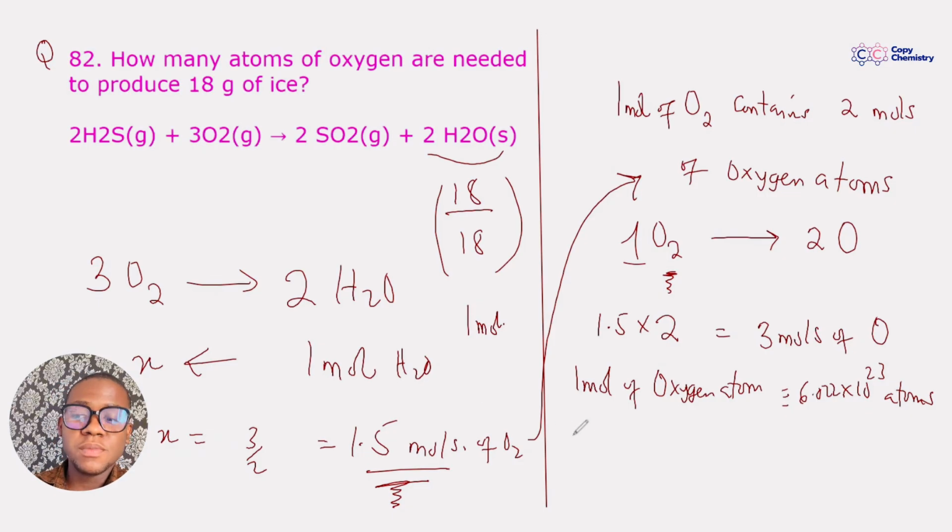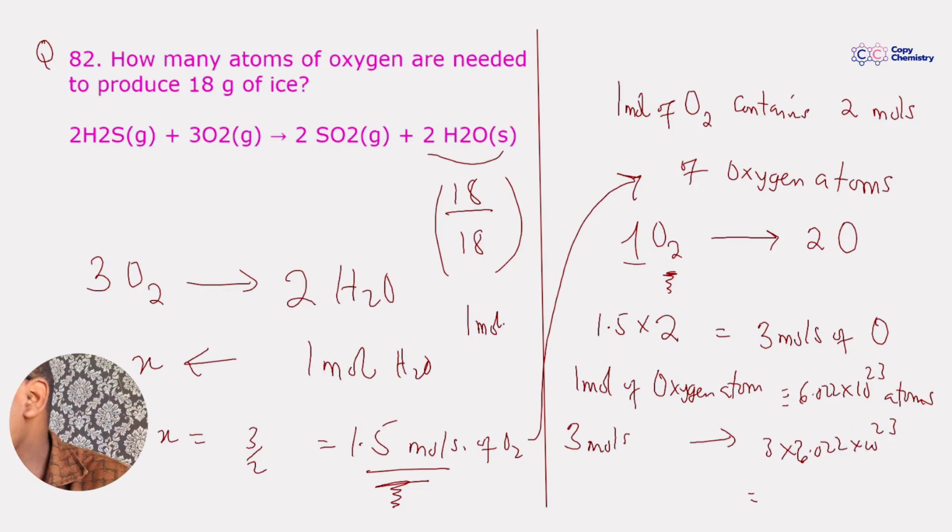So if we're talking about 3 moles of oxygen atoms, then it's going to be 3 times 6.022 times 10 raised to the power 23. And that will be 1.8066 times 10 raised to the power 24 atoms. That's how many atoms of oxygen are needed to produce 18 grams of ice.